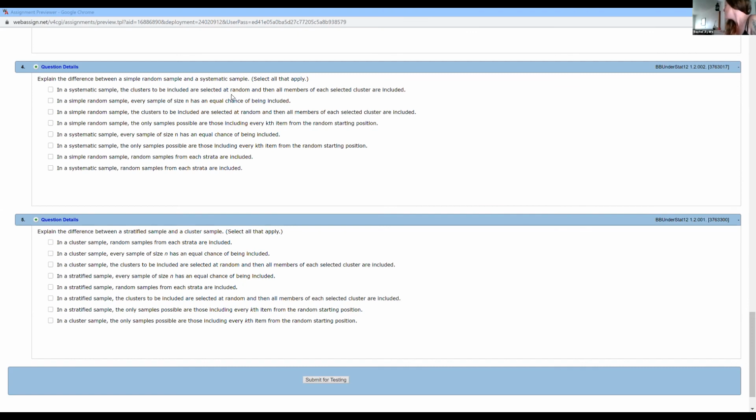In a simple random sample, every sample of size n has an equal chance of being included. I know. Okay, hold on. Sorry. That's not a problem. In a simple random sample, then, every sample of size n has an equal chance of being included. So in a simple random sample, everybody can be included, so I'm counting that one. In a simple random sample, the clusters, stop reading, it ain't happening. In a simple random sample, only samples possible are those including every kth item. That's not true. In a systematic sample, every sample of size n, no, that's not true. In a systematic sample, only samples possible are those including every kth item. Yes. That's basically a regurgitation of that sentence.